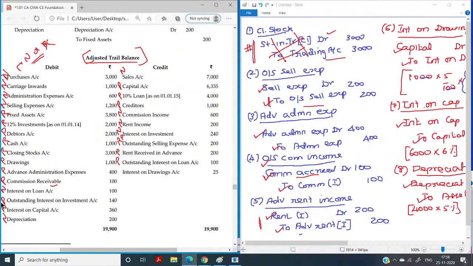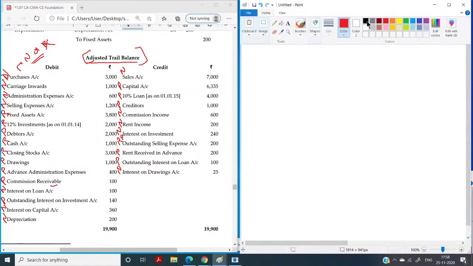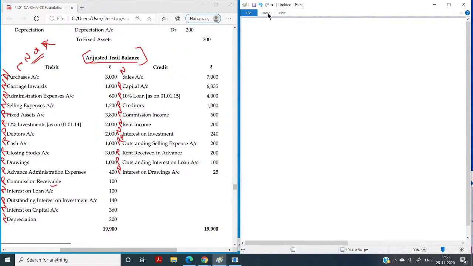Interest on drawings also nominal account, right? Remember, all the nominal accounts will go to the trading and P&L account. All the nominal accounts will go to the trading and P&L account. Wait, I will now write down all these things. I'm going to pass the journal entry here once again.